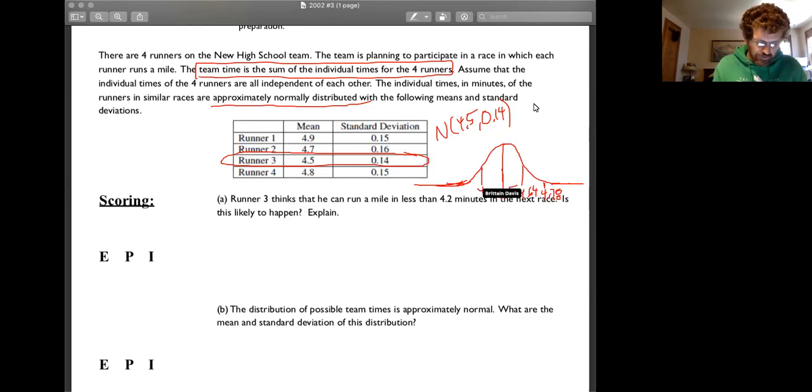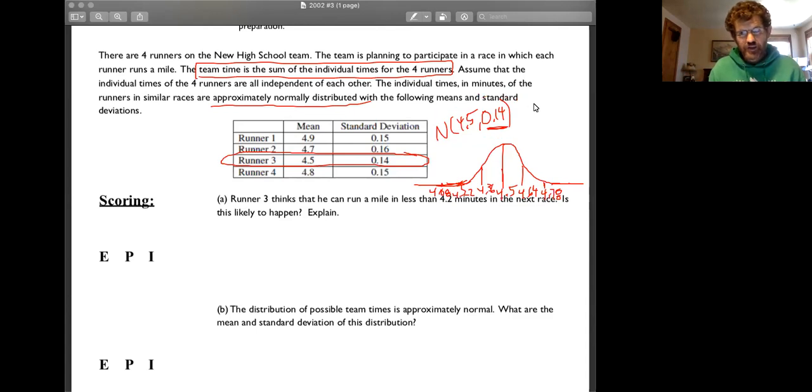So this would be 4.36. Another standard deviation over would be 4.22. And then one more standard deviation over, about right here, would be 4.08. And remember, I'm just taking the standard deviation and subtracting it from the mean as we move left, or adding it as we move right. Okay. So we want to have a model drawn like this, the actual normal model, say what model we're using for this. And then we can figure this out.